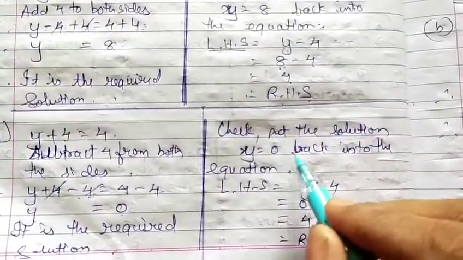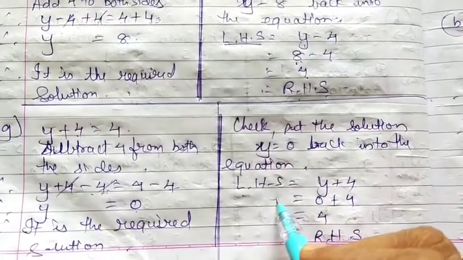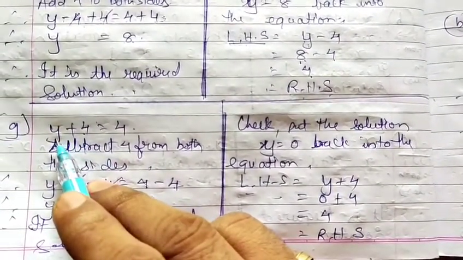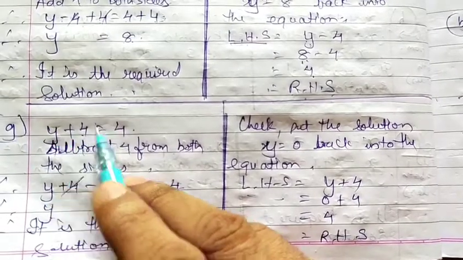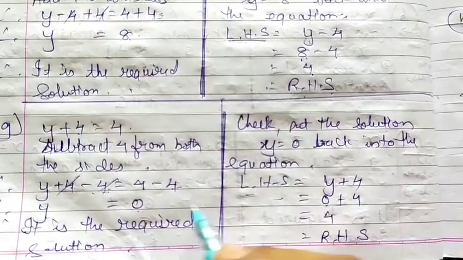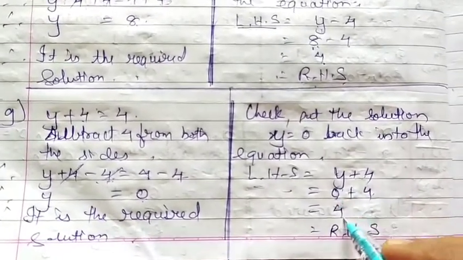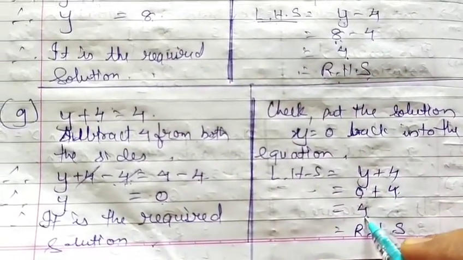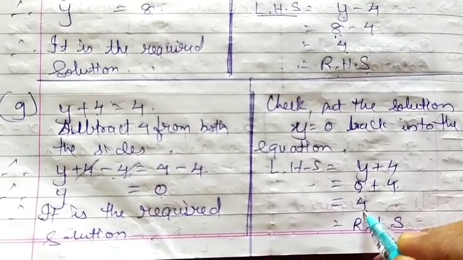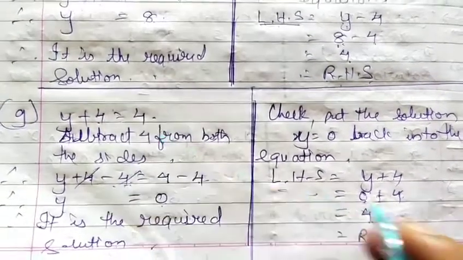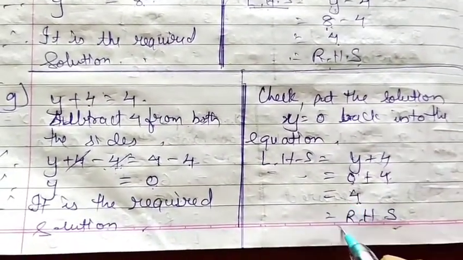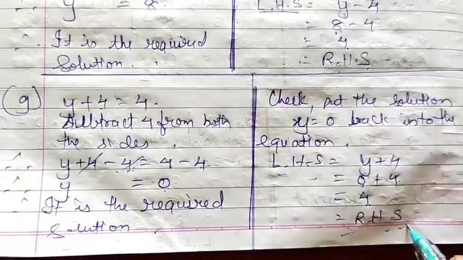Put the solution y equals 0 back into the equation. Now on the left hand side, write down the expression y plus 4, and in place of y you have to put 0. Substitute the value of y as 0. 0 plus 4 equals 4. Now see in the question whether 4 is there on your right hand side. Yes, it is there. So we can say that left hand side equals right hand side.